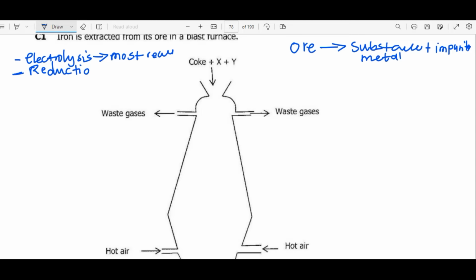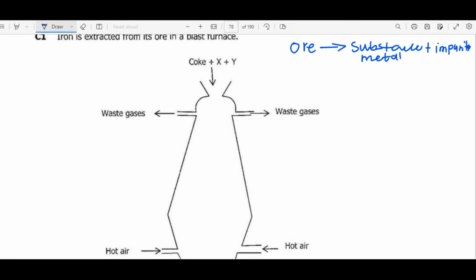Now for us to use reduction, we need to have a reducing agent, and the common reducing agents used during the extraction of these less reactive metals are carbon monoxide and carbon. So these are the two main reducing agents that can be used. Now away from these basics, let's go back to our extraction of iron.